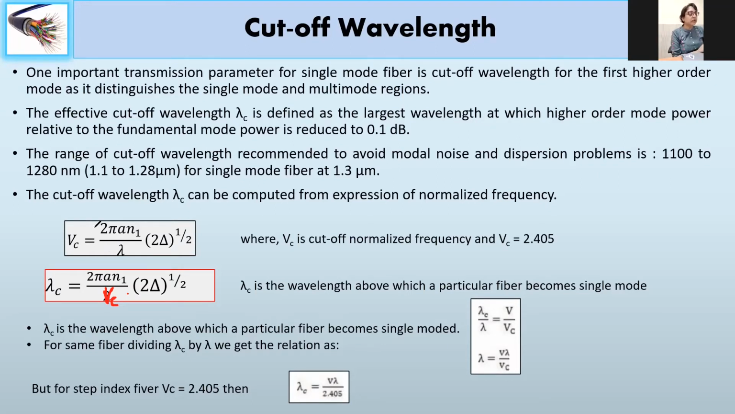So through this equation, when we calculate the equation of lambda, what we get is that it is inversely proportional to Vc. And for a limiting condition, if I take the case of a single mode fiber, this is the cutoff wavelength, and it is defined as the largest wavelength at which the higher order mode power relative to the fundamental mode power will be able to basically pass through, or will be reaching the destination.